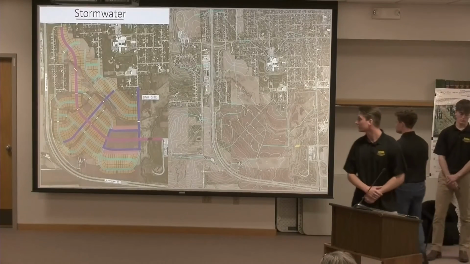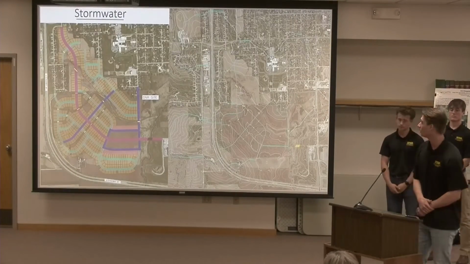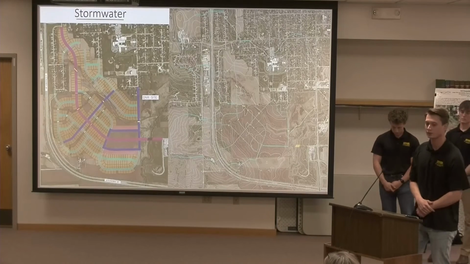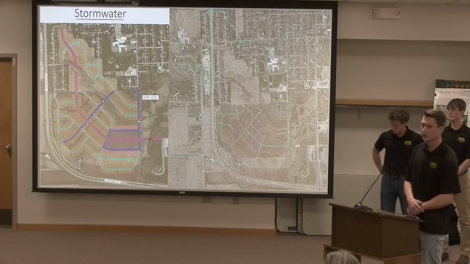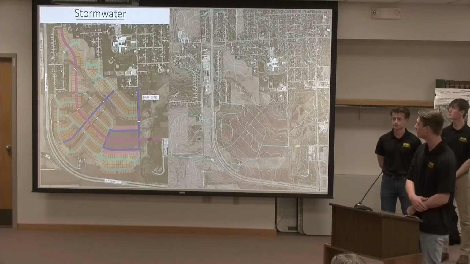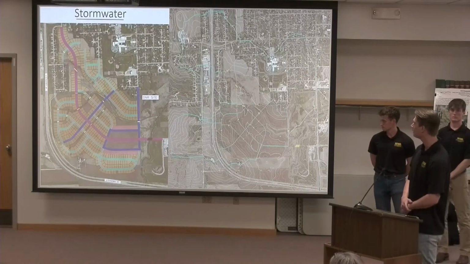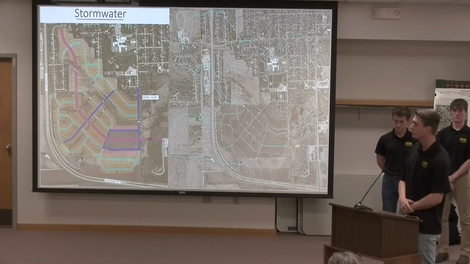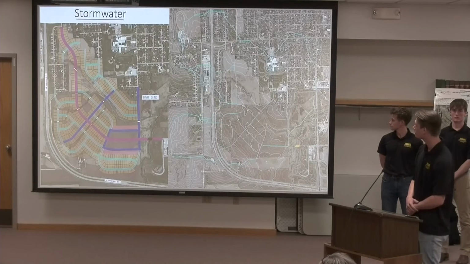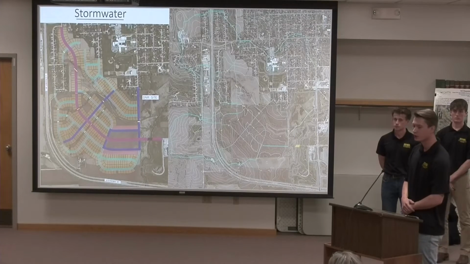The next aspect of the plan consisted of stormwater management. To start off, drainage areas were delineated based on existing ground as well as the proposed street network layout. The drainage areas are shown in the map on the right in the light blue with culverts in yellow. So a drainage area was created for each culvert.